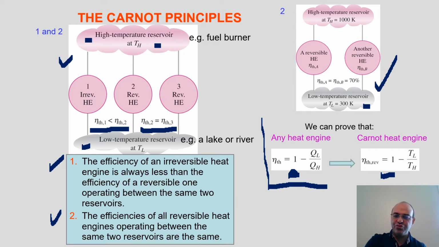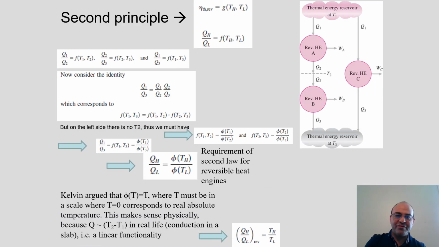Alright, so how do we prove that the efficiency of a Carnot cycle is equal to 1 minus TL over TH? I've written the proof here. It is pretty straightforward, with a couple of mathematical steps that we need to follow. I'll skip it here, and those who are interested can just follow the slides from the beginning.